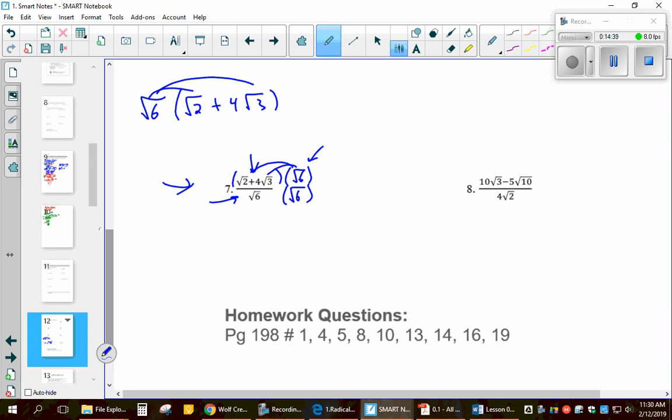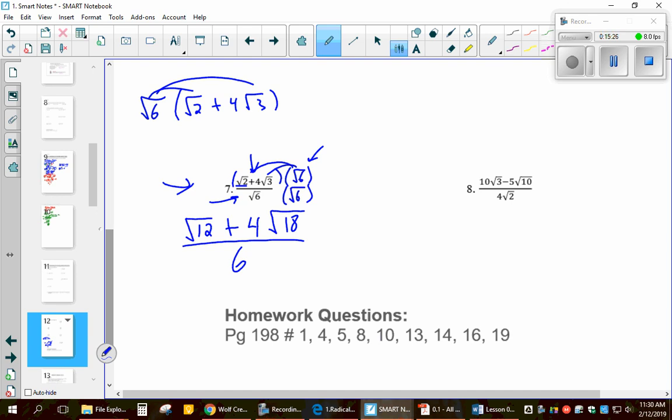So root 6 times root 2 would be root 12, 2 times 6, plus 4, and then root 6 times root 3 would be root 18, over, and now here was the whole point, root 6 times root 6 is 6. So we rationalize, and there's no more irrational number in the denominator. There's no more square root.